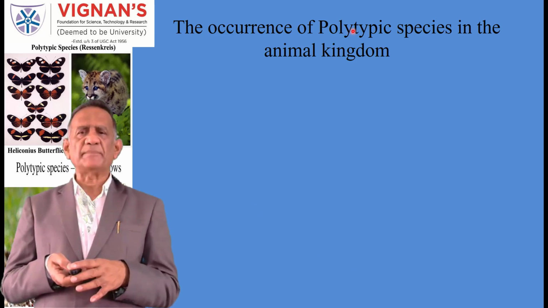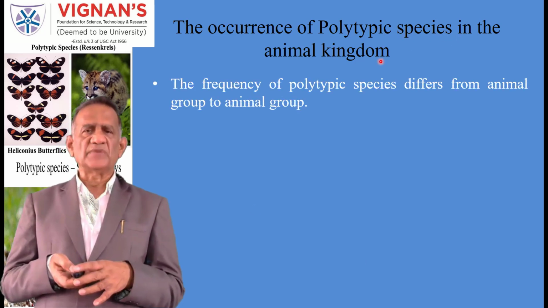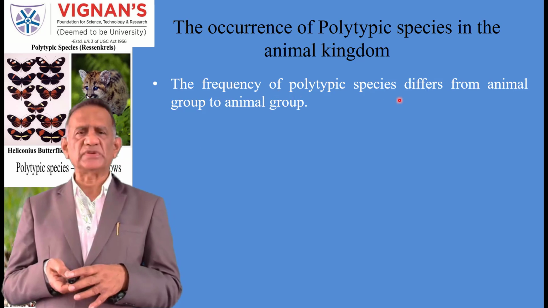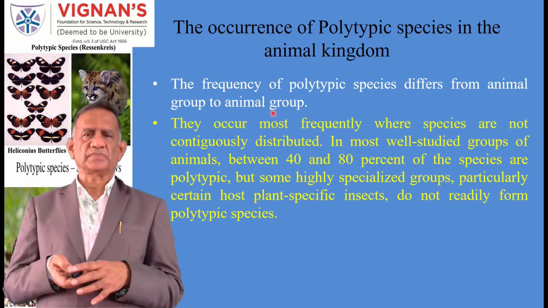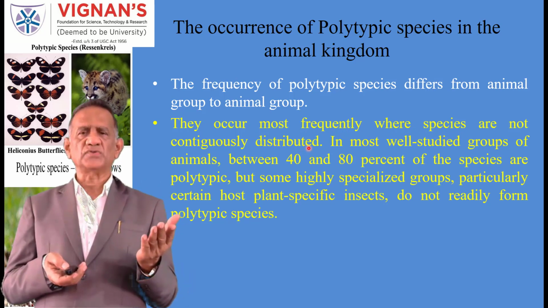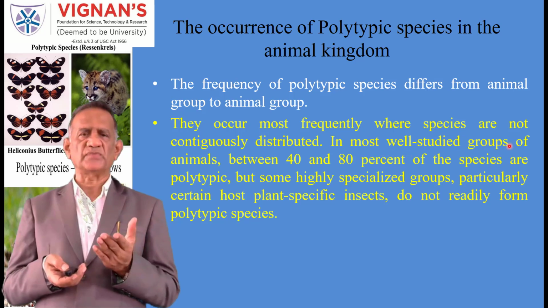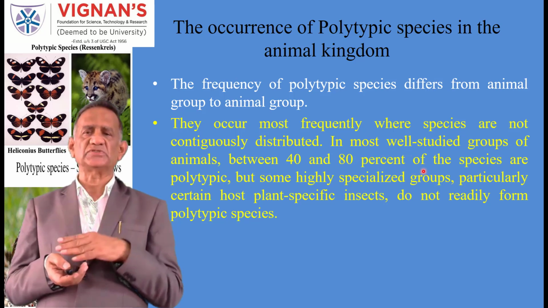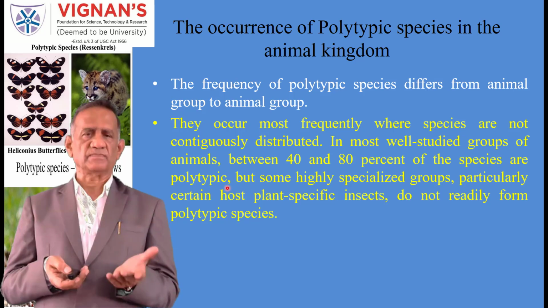The occurrence of polytypic species in the animal kingdom. The frequency of polytypic species differs from animal group to animal group. They occur most frequently where species are not contiguously distributed. In most well-studied groups of animals, between 40 and 80% of the species are polytypic.